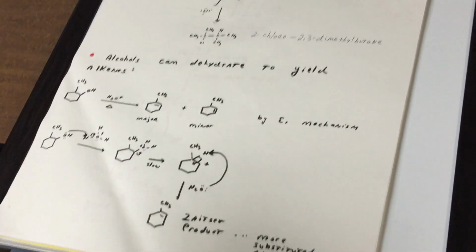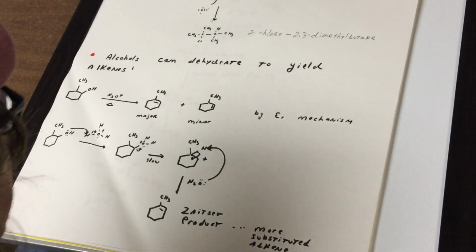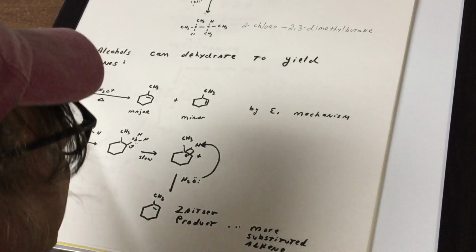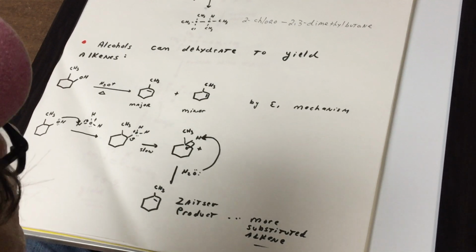First, if you see branching, I want you to think shift. Secondly, if you see a secondary or a tertiary alcohol, think E1 and go Zaitsev. All right, I hope this helps on a guaranteed question.